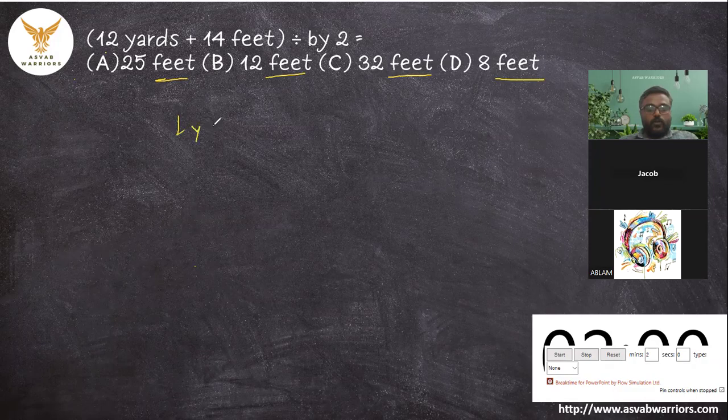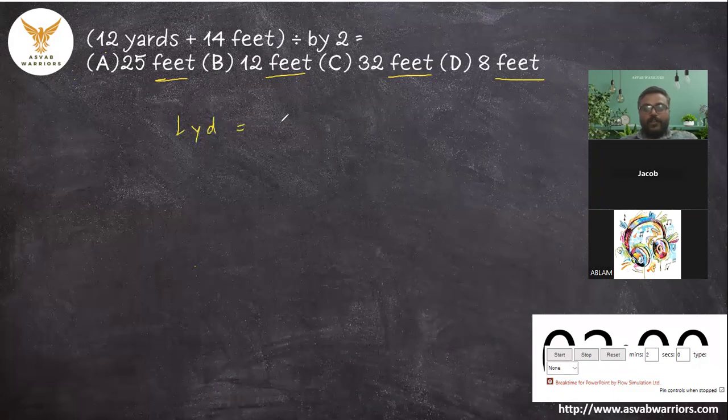So as we know, 1 yard is equal to how many feet? It's how many feet, Ablam? 1 yard is equal to how many feet? 3 feet. Yep. So 3 feet.